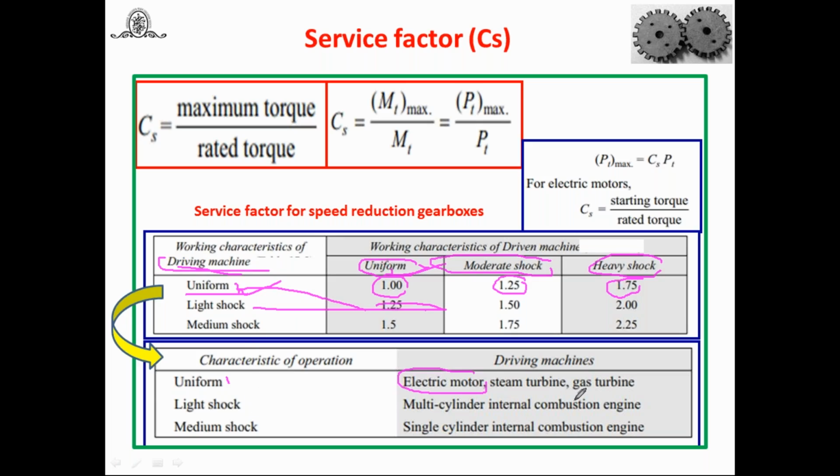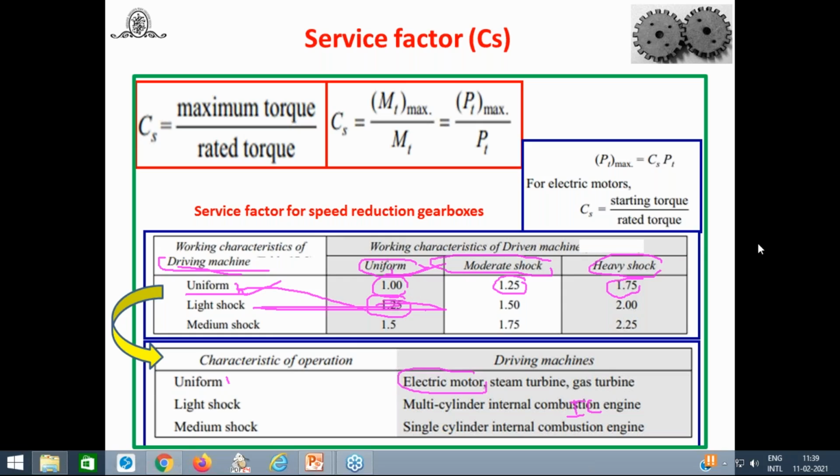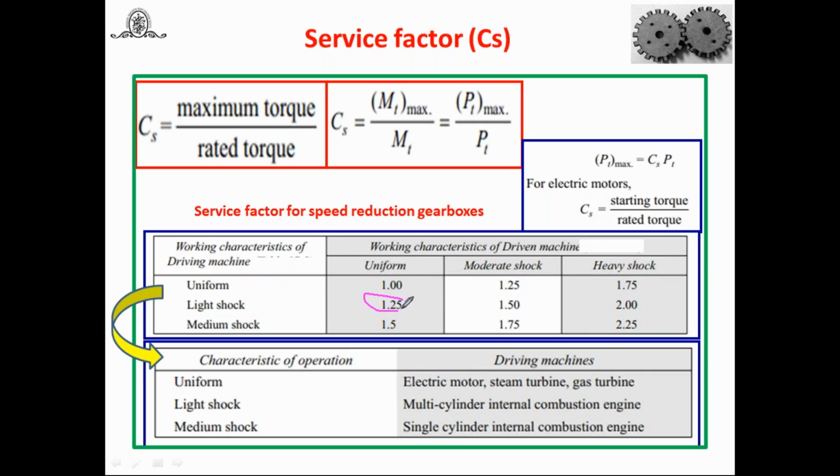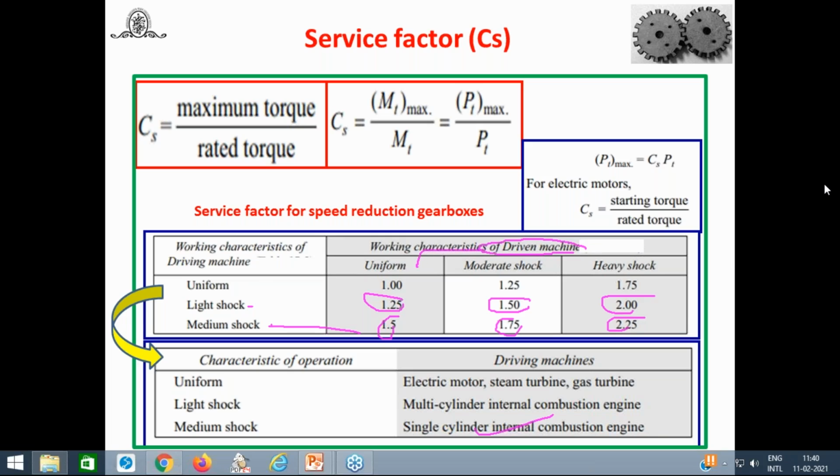For light shock, if an IC engine is used, a multi-cylinder IC engine as the prime mover, for uniform characteristics of the driven machine, what is the value? 1.25. For light shock with a multi-cylinder engine, moderate shock 1.52. And similarly for medium shock, a single cylinder engine is the prime mover. For uniform condition 1.5, then 1.75. But what are the working characteristics of the driven machine, and which machines come under uniform or moderate shock? I will show it on the next slide.